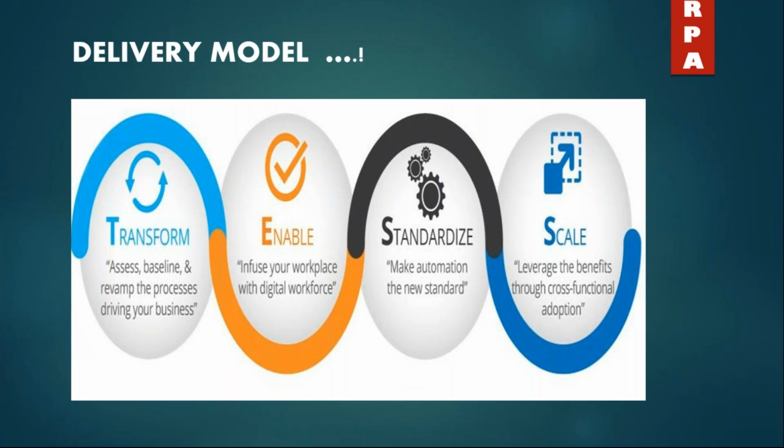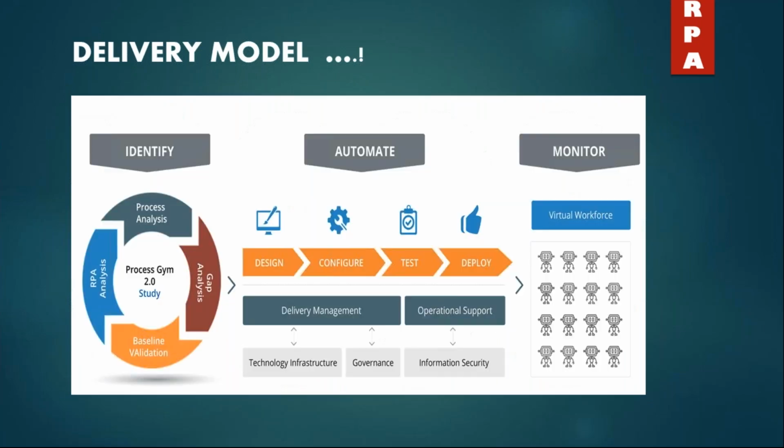Okay, so this is about the standardization, and this is the same as a delivery model: identification, automation, and then monitoring. Monitoring is nothing but a support phase. Automation means development, configuration, testing, deployment; all these kind of scenarios are the automation phase. In the identification phase itself we need to identify the process, and then requirements gathering, feasibility analysis, and document creation. So all these steps we have in the identification phase.